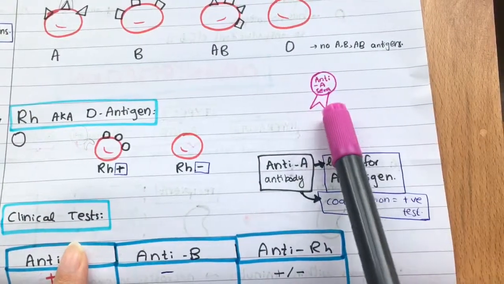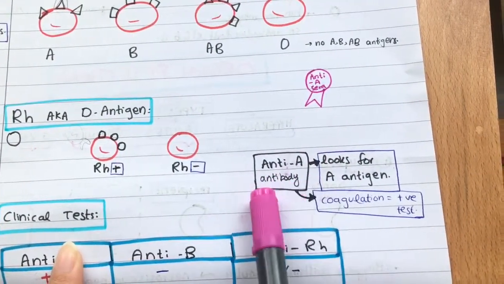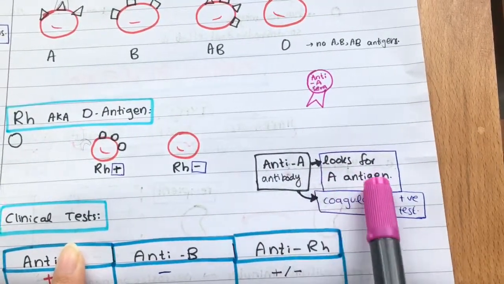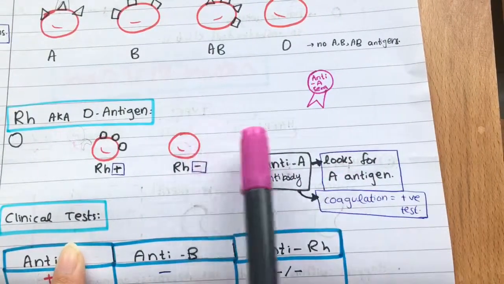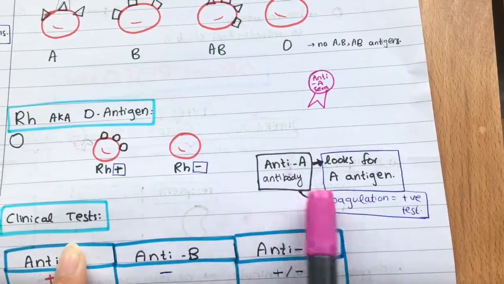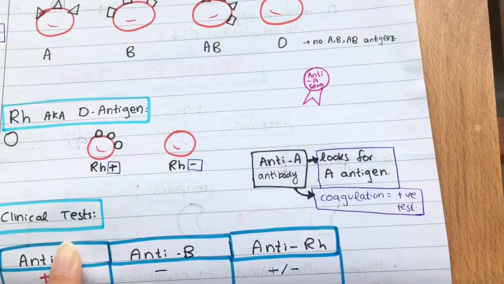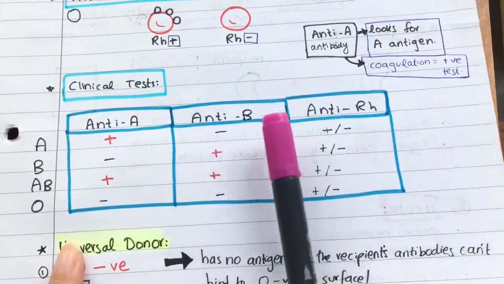So how does that work? Basically an anti-A sera is an anti-A antibody, right? And what does it look for? It looks for the A antigen, okay? So once it finds this, the blood is going to coagulate, and you're going to have a positive coagulation test, okay? If that makes sense to you, just imagine.